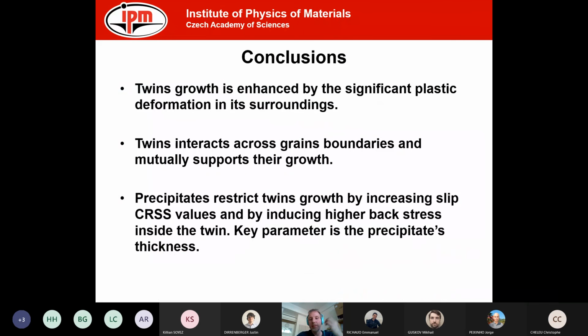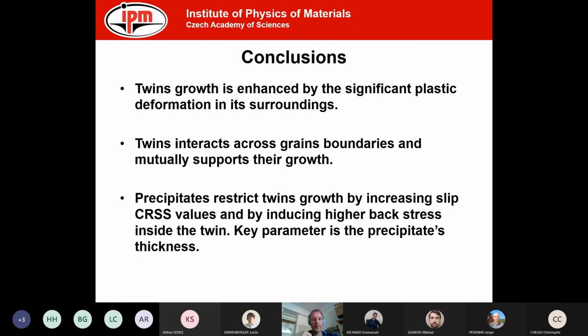So that brings me to the conclusions of this talk. The main conclusions that we can draw from our analysis of twin thickening are that the twin growth is enhanced by the plastic deformation around the twin. It's also enhanced by the interaction of twins across the grain boundaries, and that the twins interact with each other and support their growth.